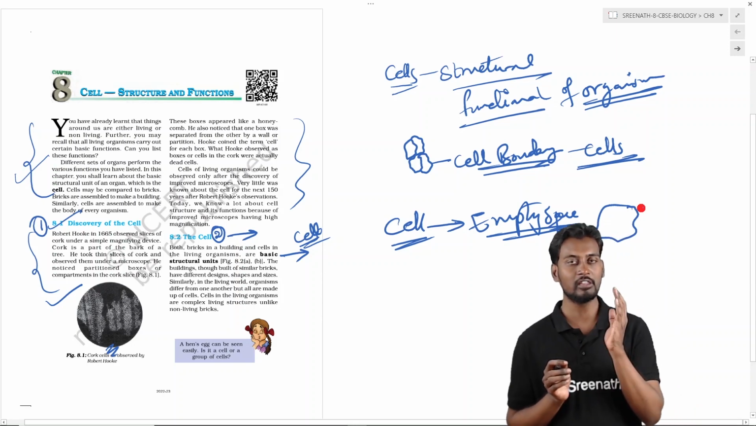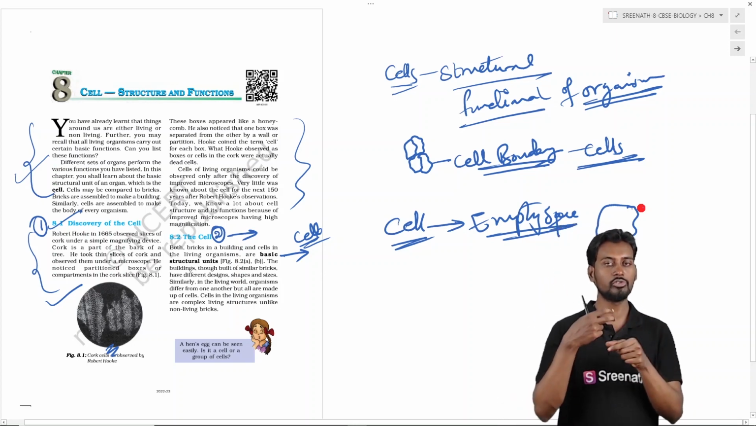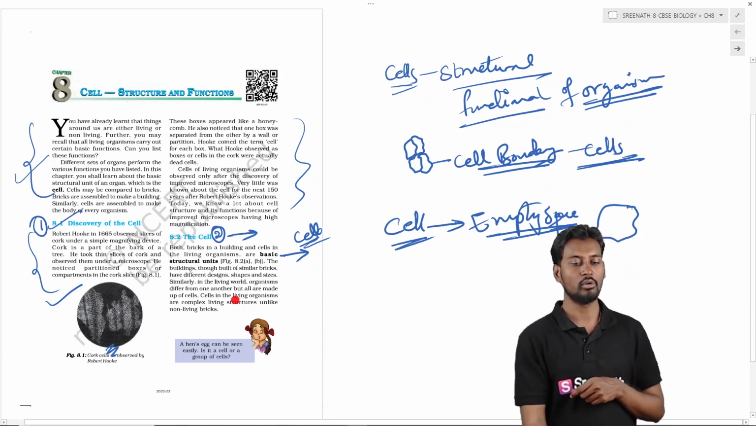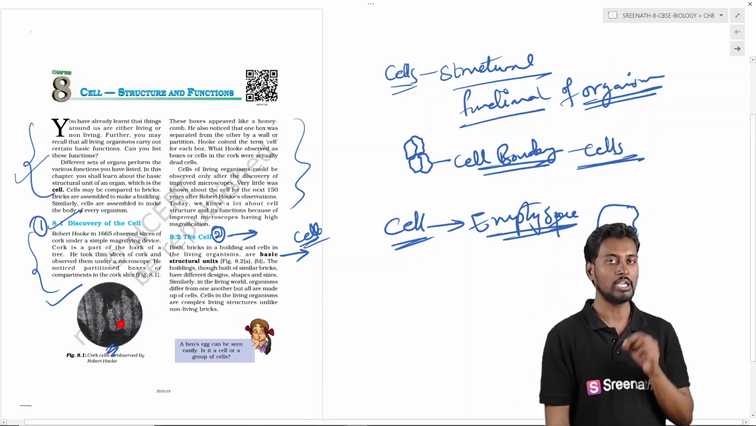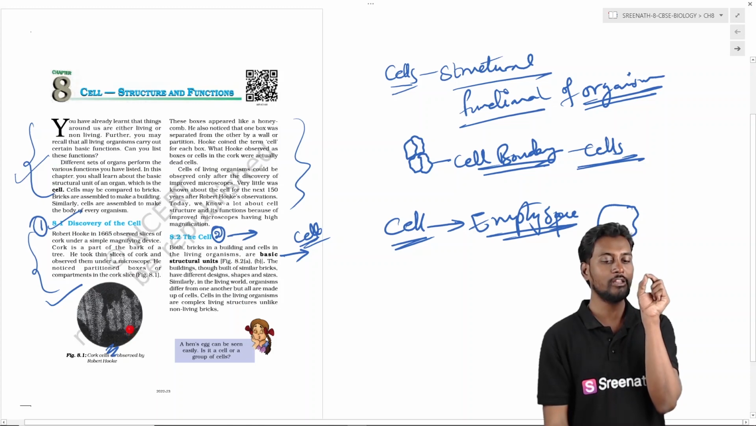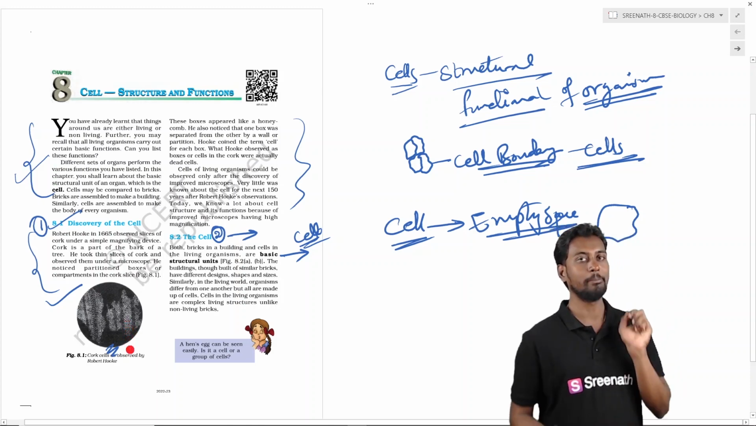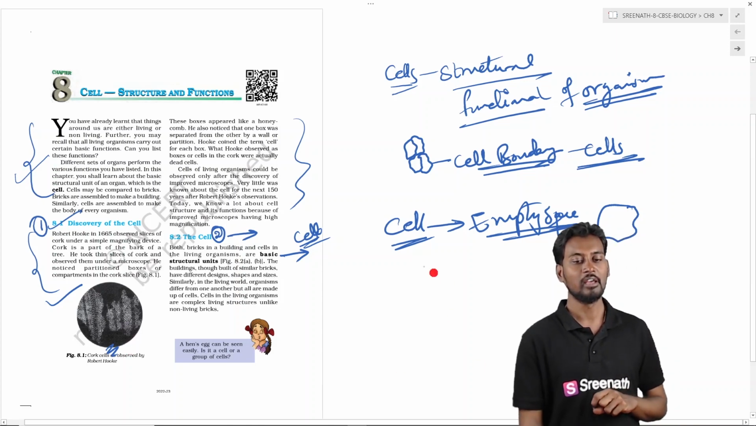He described them as little rooms arranged next to each other. Whatever we are seeing, the dark spaces are the empty spaces, and the white parts are the ones making the boundary of those empty spaces. So he named them a cell.